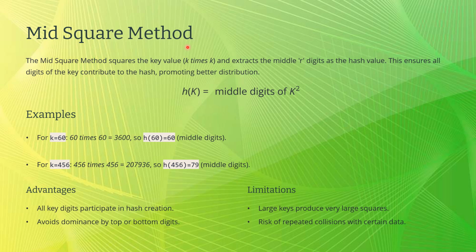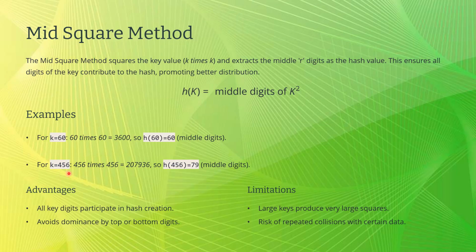Next, the mid-square method. This method squares the key value, that is the input value, k times k, and extracts the middle digits as the hash value. The formula used in the mid-square method: h of k equal to the middle digits of k square. For example, k equal to 60. So 60 times 60 is equal to 3600. So h of 60 is equal to the middle digits of this value.